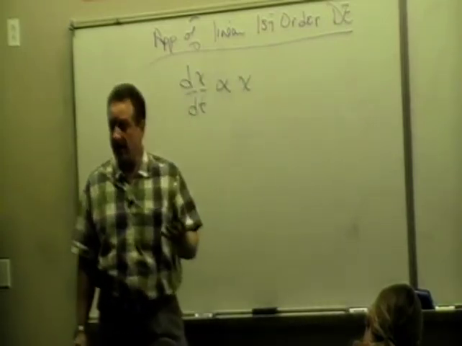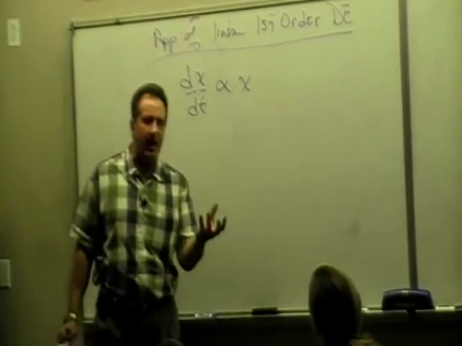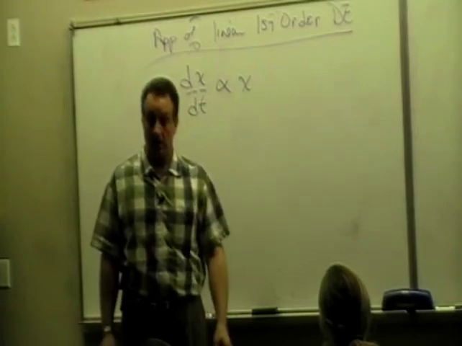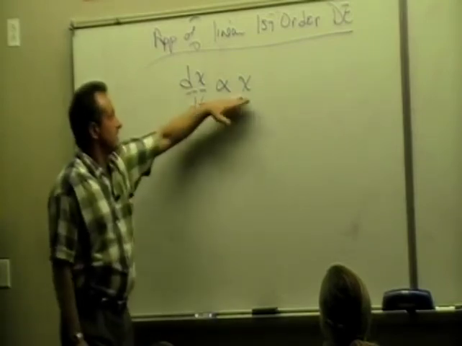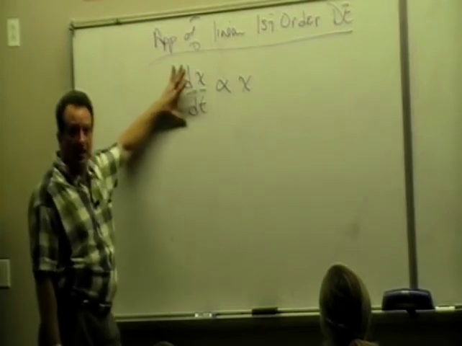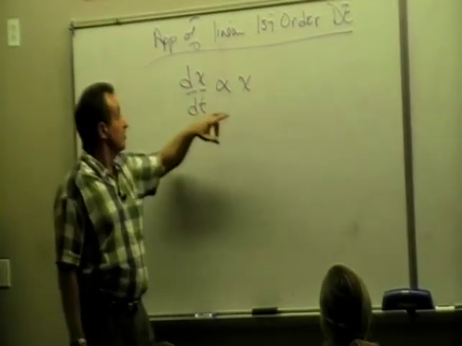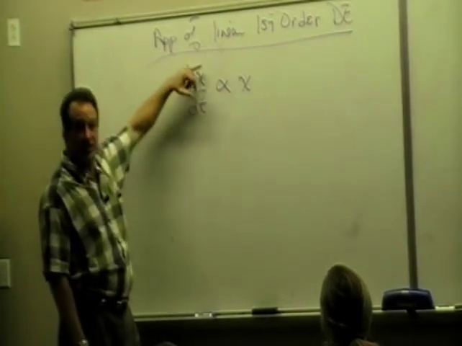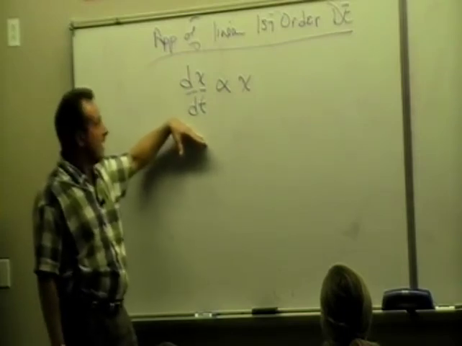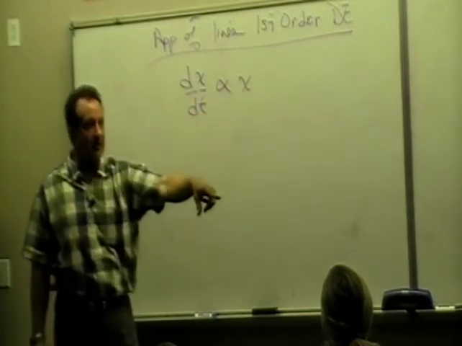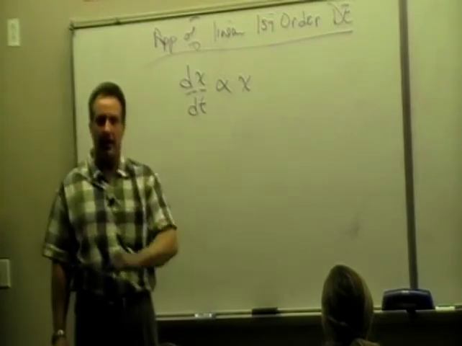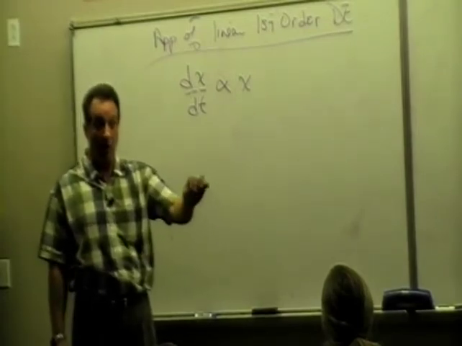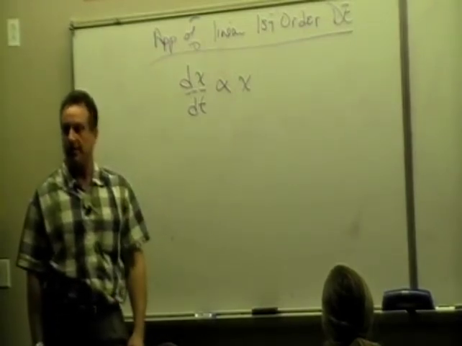Cooling. If I heated up an object, and I just threw it on my desk to cool, the way that it cools follows something similar to this. In this case it wouldn't be X, it would be T. The rate of change of the temperature with respect to time, that's the rate of cooling, is proportional to the temperature. The hotter it is, the faster it will cool. The closer it gets to room temperature, the slower it cools to room temperature.